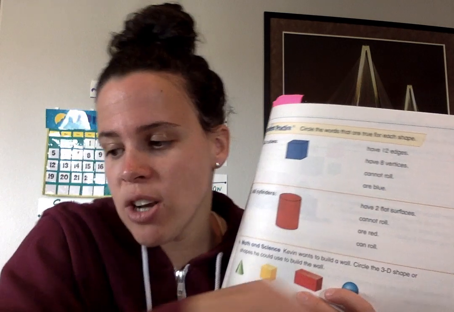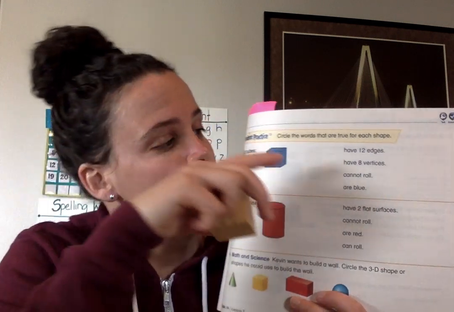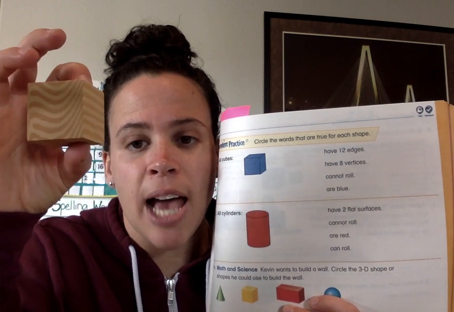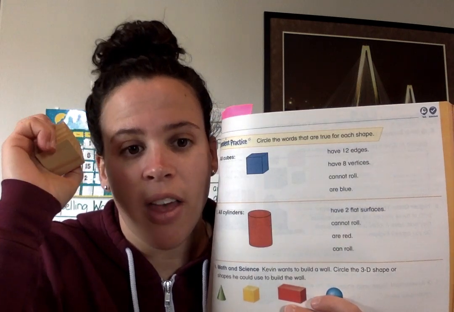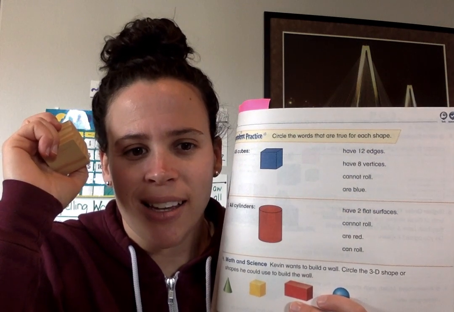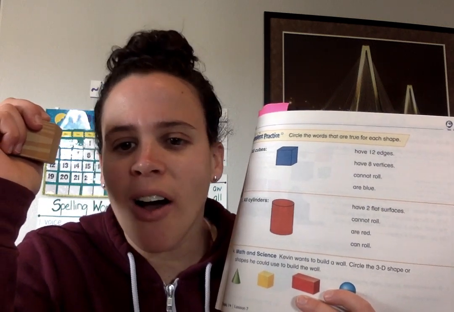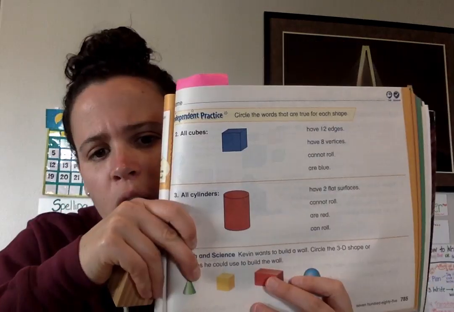What about 8 vertices? Here's our cube. Count the corners on the bottom. 4. And on the top, 4. What's 4 plus 4? 8. They do have 8 vertices and 12 edges. 4 on the bottom, 4 on the top. That's 8. 9, 10, 2 on the side, 11, 12. They do have 12 edges. So the only thing that's not true about all cubes is they do not all have to be blue. Again, a non-defining attribute.